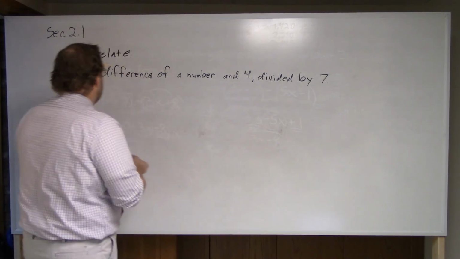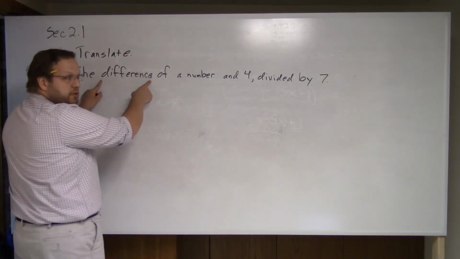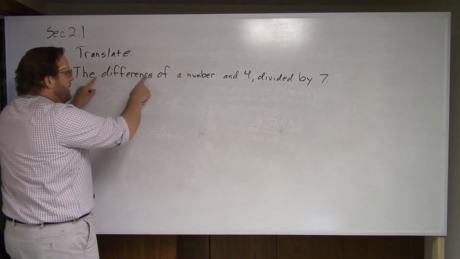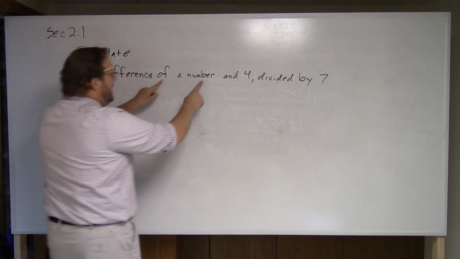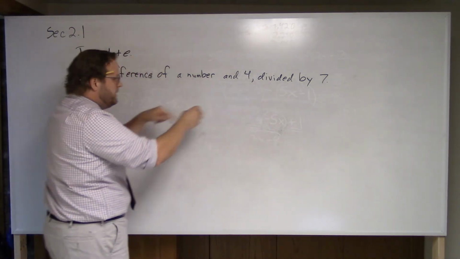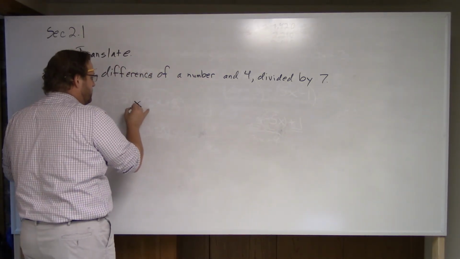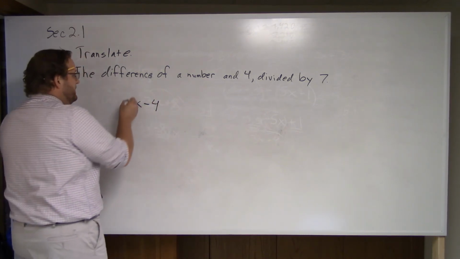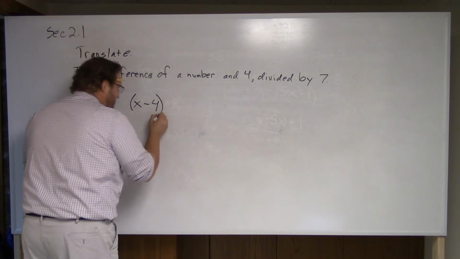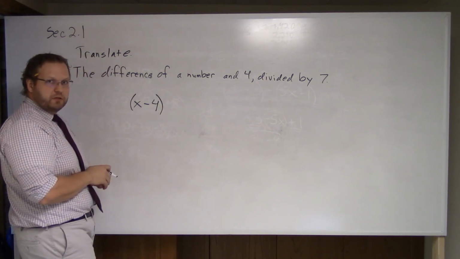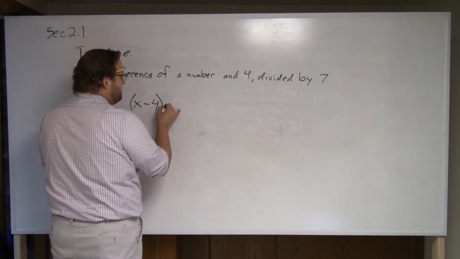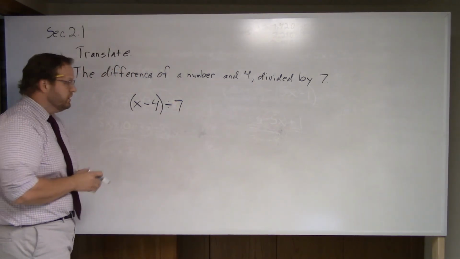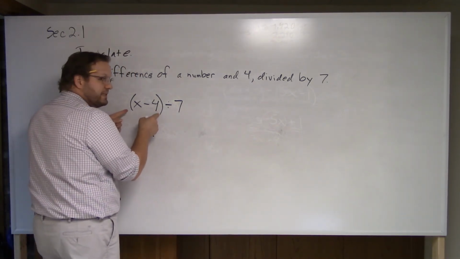Okay? So, I have a difference. Difference means to subtract. So I'm going to subtract a number and 4. Okay? So I'm taking a number and 4 and I'm subtracting. But that needs to happen first. Then I divide by 7. Okay? So that's why it's important you pull this together.